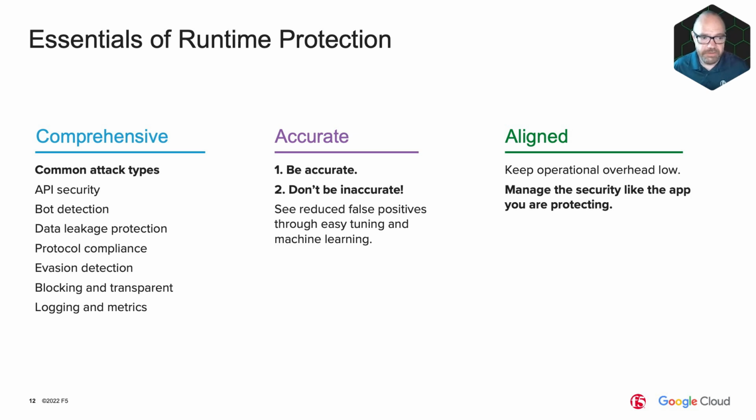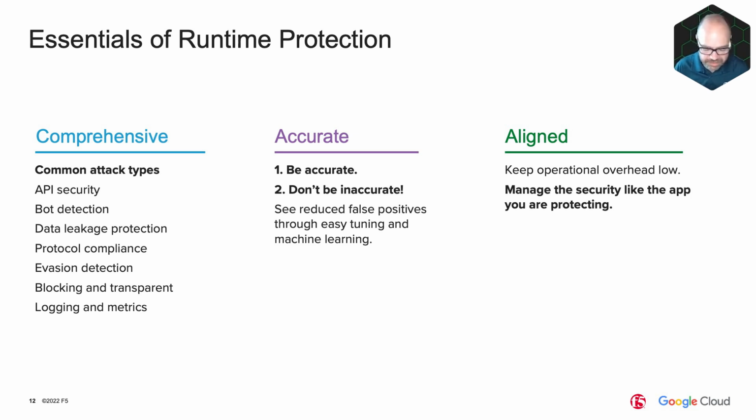So that's what a WAF is, but to be a good WAF, it has to have, again, three things. I think my brain thinks in threes, but you need to be comprehensive. So you need to block things like common attack types, all that SQL injection stuff. You need to have some API security, some bot detection, some data leakage protection, that ability to evaluate responses as they come back. Again, you need to be able to look at the protocol compliance.